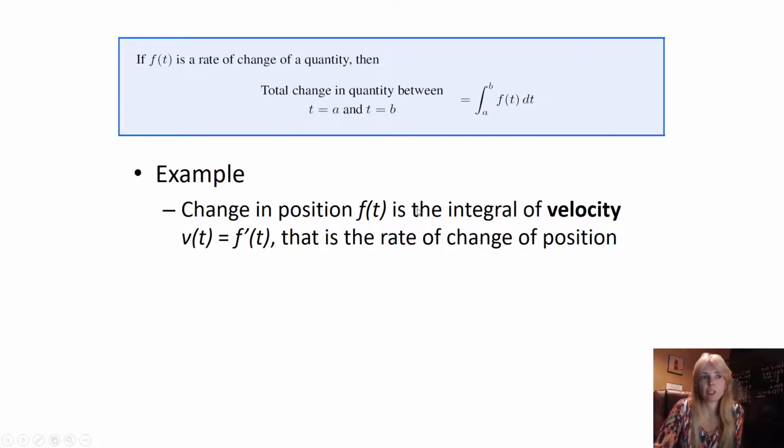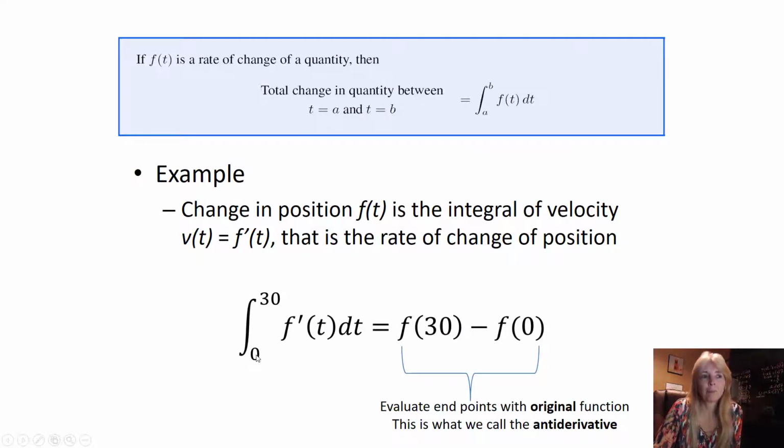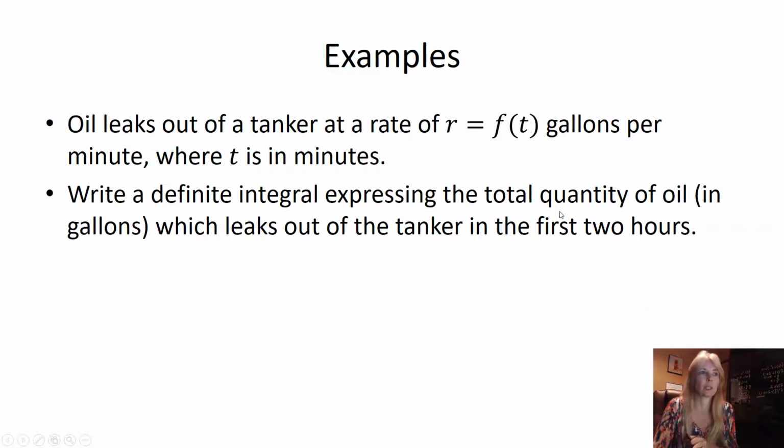So change in position, f of t, f of little t is the integral of velocity, the derivative. We just don't put the little prime there anymore. So when you see something like this and we work these, we will find the original function, which will be the antiderivative, and plug in our interval, so from 0 to 30, and we always put the large number first. All right, so first we're going to just figure out how to interpret this stuff.